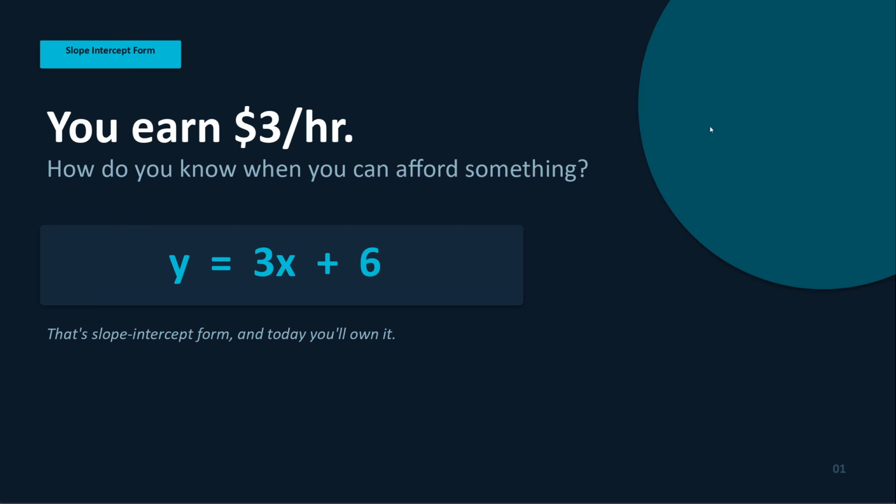Alright. Let's say you earn $3 an hour, and you've already got $6 saved. How do you figure out exactly when you can afford something? Well, there's an equation for it. It's y equals 3x plus 6. And this is called the slope-intercept form, where y equals mx plus b.